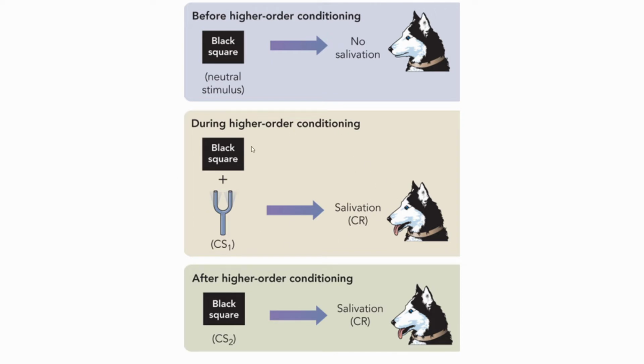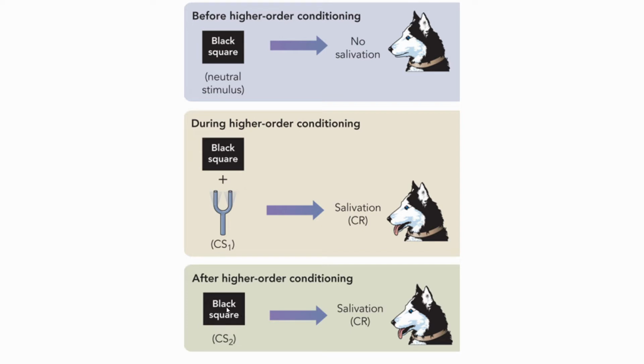So that's the second acquisition stage, and then after we've done this higher order conditioning, if we present the black square to the dog, the dog should salivate. They should produce that conditional response to just this black square.